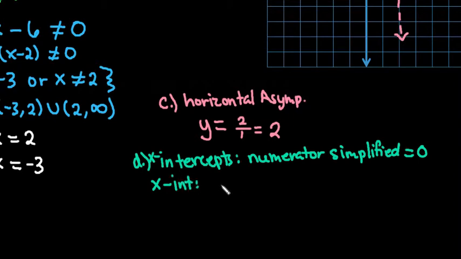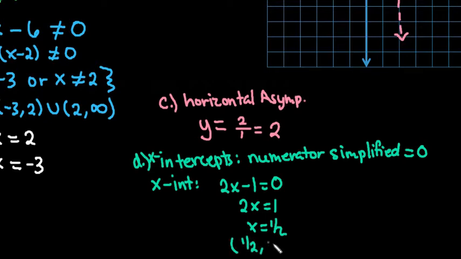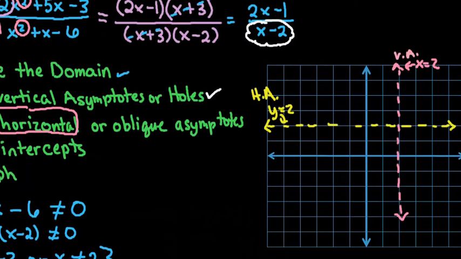Okay, so for the x-intercept, we're going to say that 2x minus 1 equals 0. And then if I solve this, we would get 2x equals 1. So x equals 1/2. So that tells us that we have an x-intercept at 1/2 comma 0. Okay, so this is for the x-intercept only. The y-intercept occurs, and again, for this one, we're going to use the simplified version.